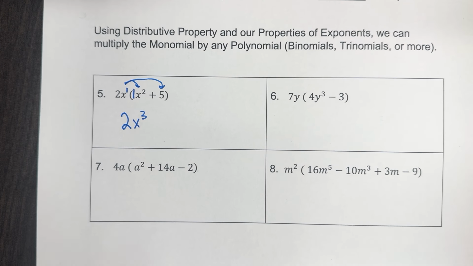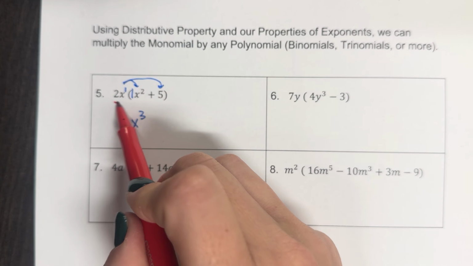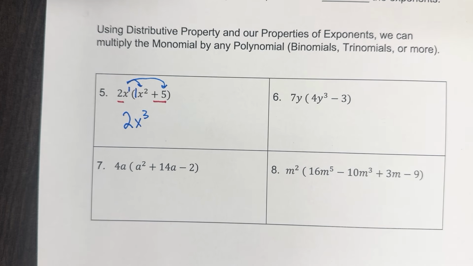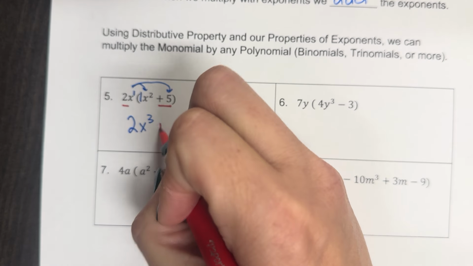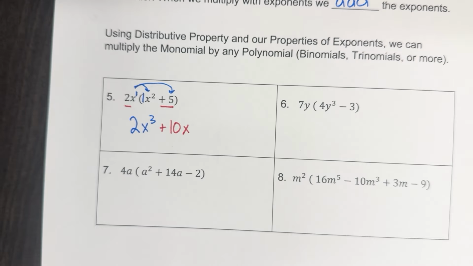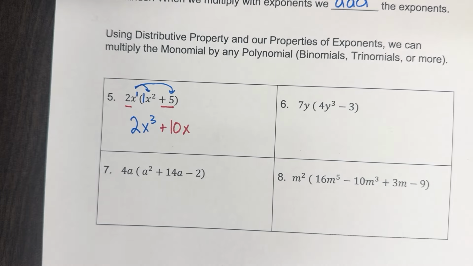Right, then we're going to multiply to the next piece. 2x times a positive 5, right? Does not matter that one has an x and one does not. 2 times 5 gives us 10, and that x comes along with it. And so our final answer will be 2x to the third plus 10x.